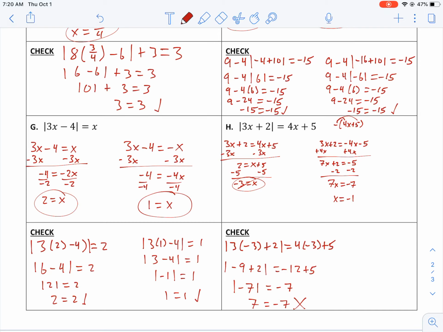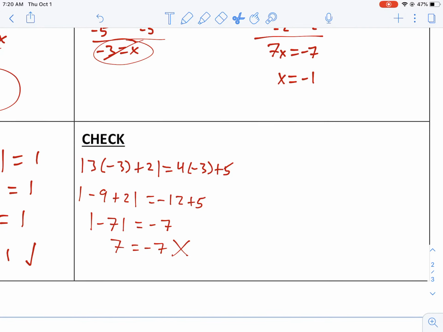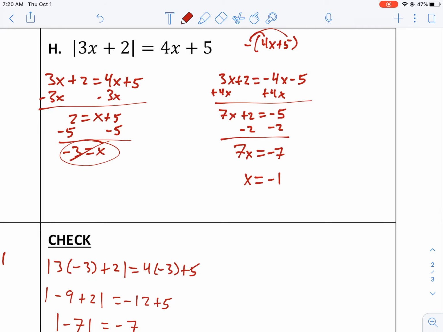That's what we call an extraneous solution. It gives a solution that is not actually a solution because of some funky math that goes on. So that's why we have to do the check. You have to check for extraneous solutions.